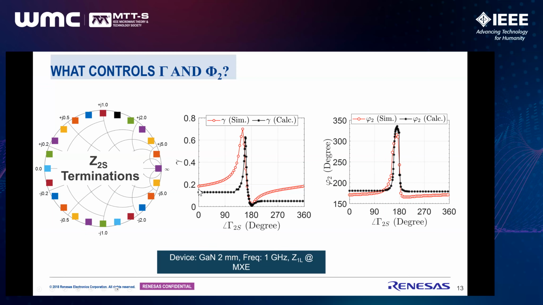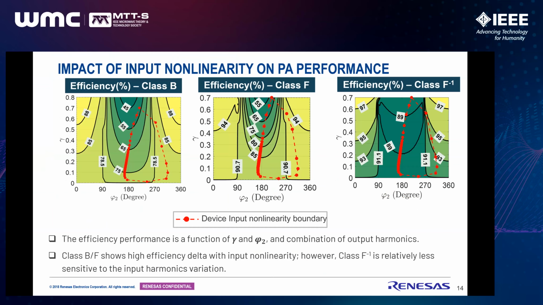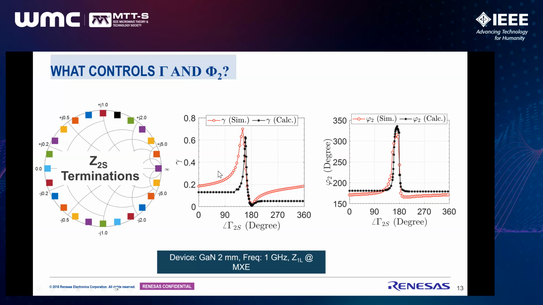And similarly, in most cases gamma remains around 0.2, while at some points it can have a very high value up to 0.6 and 0.7. Again, this calculation was done for a 2 millimeter device at a frequency of 1 gigahertz, while the fundamental was terminated at MXC. So literally this plot is telling what are the possible gamma and phi2 combinations.